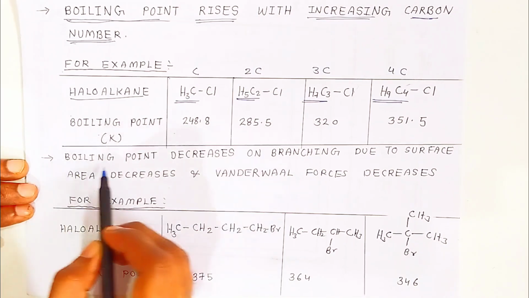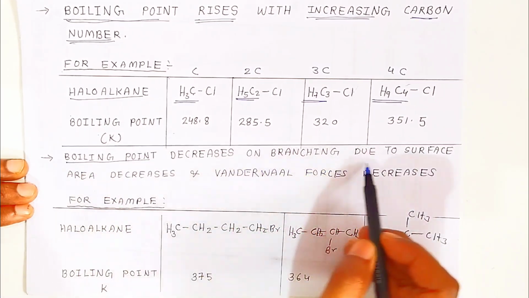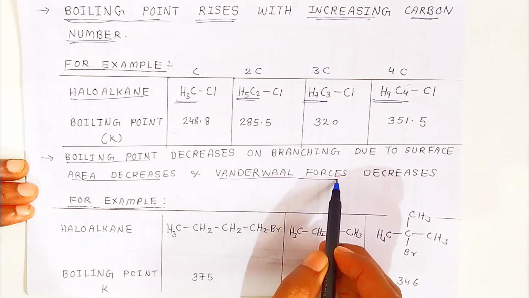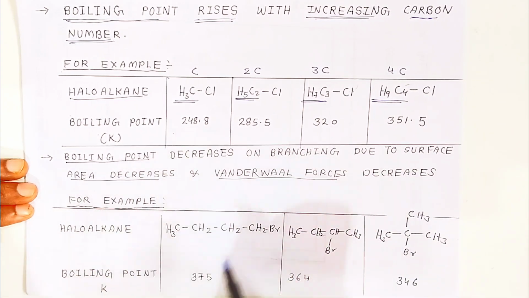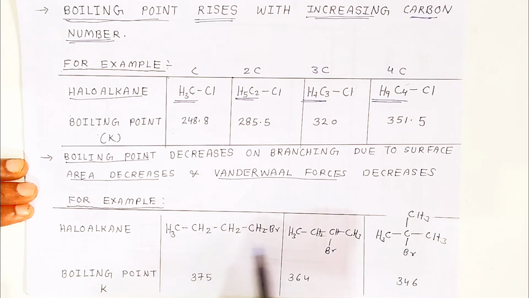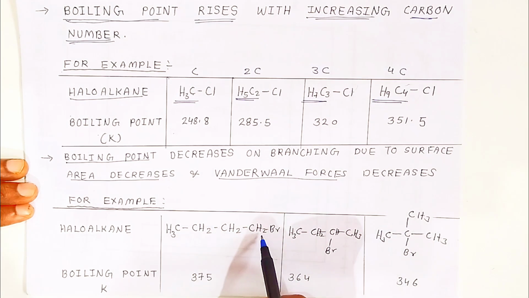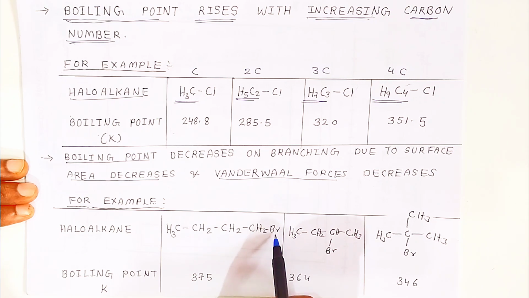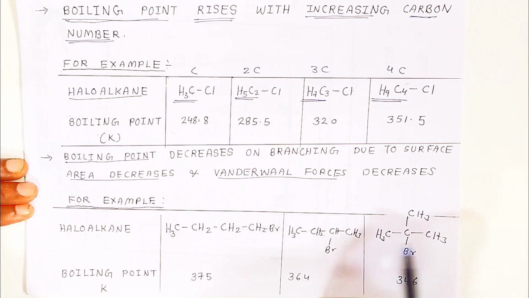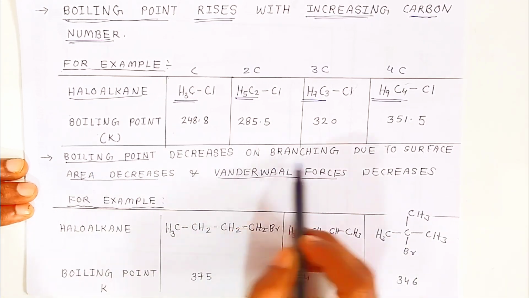Understand, students? Now second, boiling point decreases on branching, due to the surface area decreasing and the van der Waals forces decreasing. So students, see, it is having 4 carbons, but the arrangement of the carbons is in branched order. Understanding? Here it is normal butyl bromide. This is normal butyl bromide. Here the bromine is attached to the second carbon. Now it is coming in branching. Here more branching. As the branching increases, boiling point decreases.